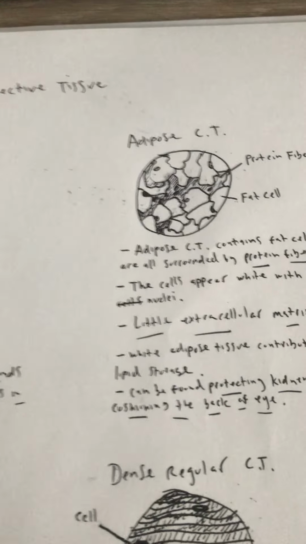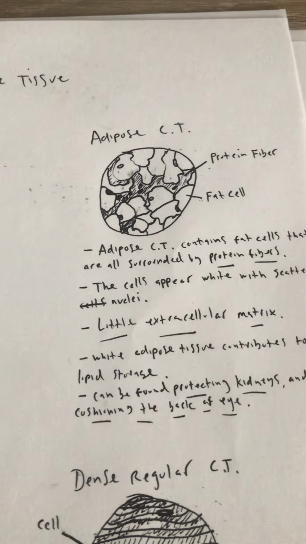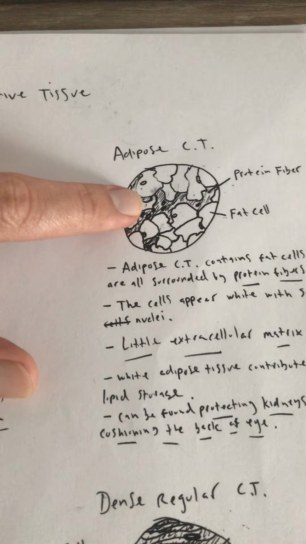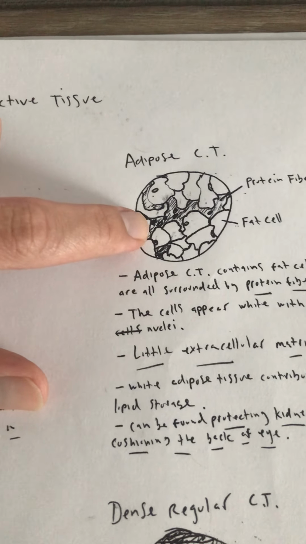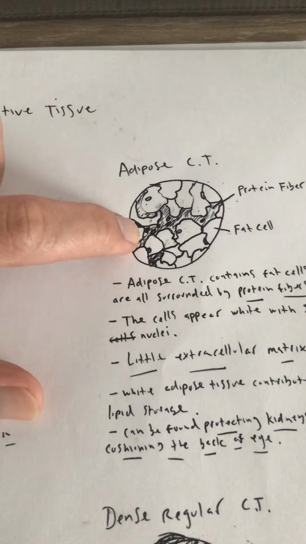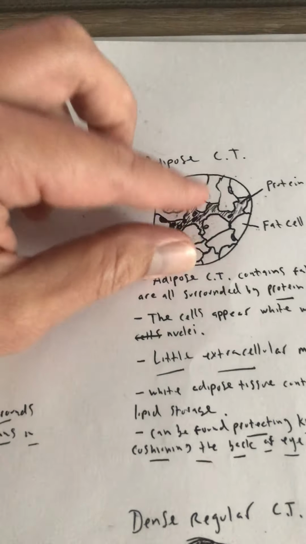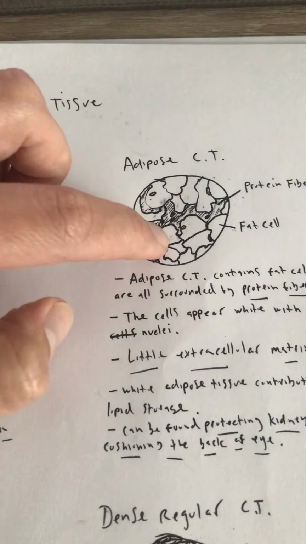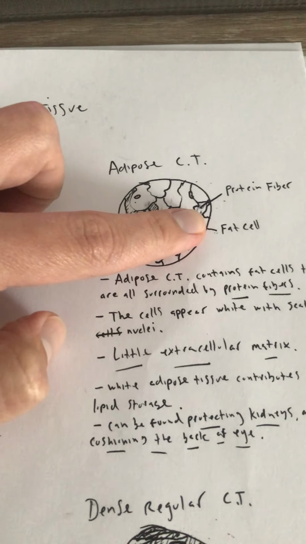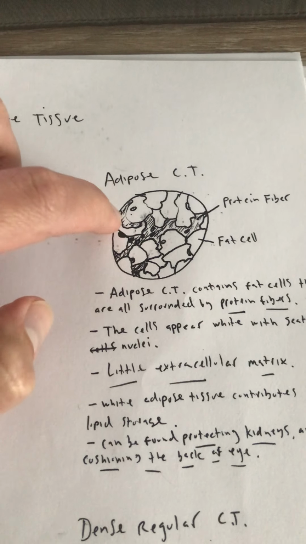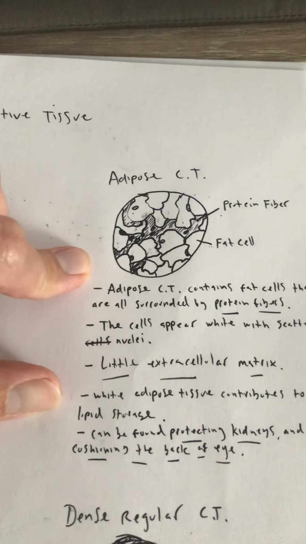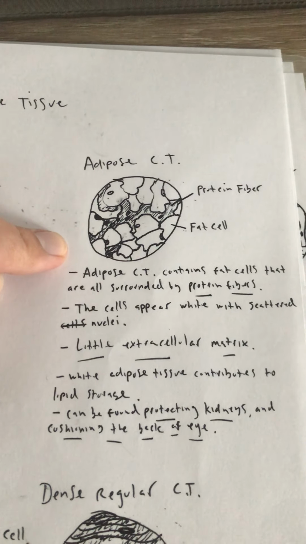So the next loose one is going to be called adipose connective tissue. This one is usually a little bit more tightly packed, but I wanted to show a little bit of the fiber in there. So really these are pretty densely packed. I just wanted to show that there is protein fiber that surrounds each of these fatty cells. That's another name for adipose.